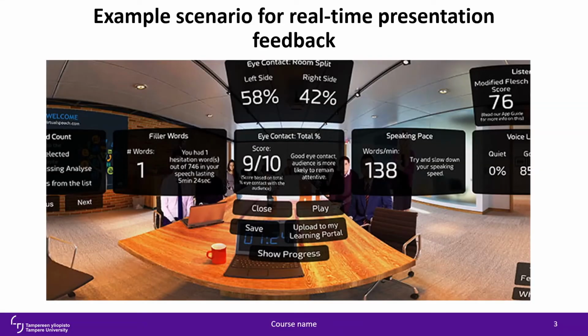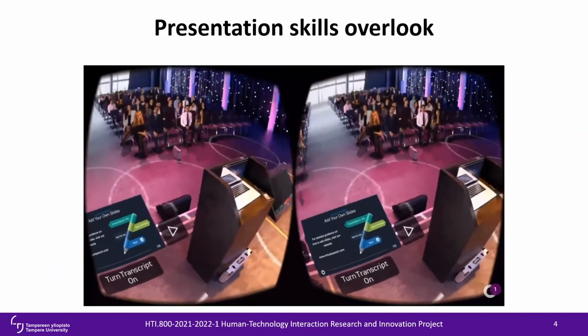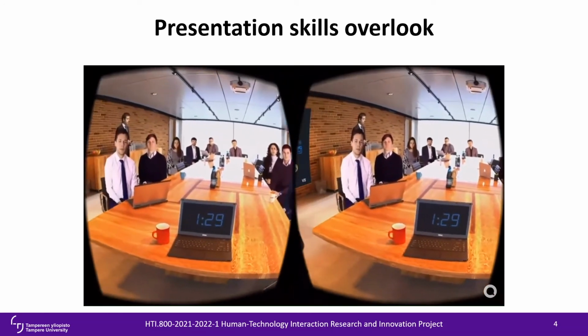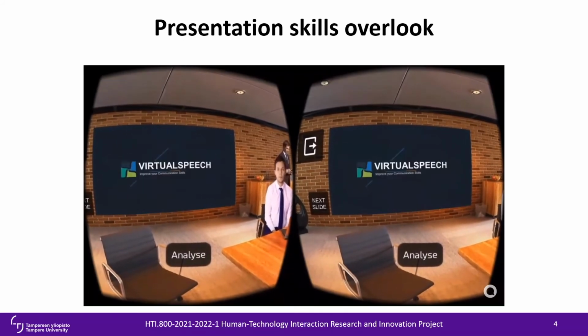Our next solution focuses on the presentation aids that we can use in virtual reality. And here is an example scenario of what kind of feedback you might be able to get. So for example, feedback about your speaking pace or how much eye contact you make, whether or not you use filler words. And here's a little video highlighting the different ways that these presentation aids can be utilized in virtual reality.